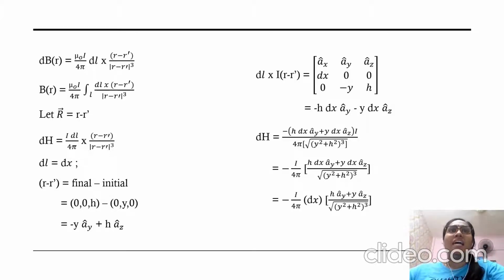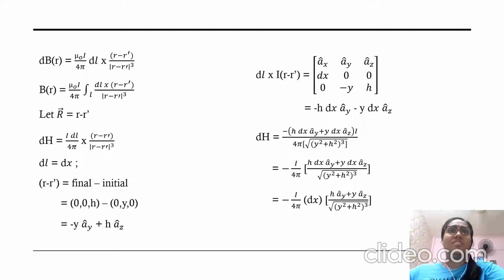So what is r minus r prime? It is actually the resultant vector. Therefore, B is equal to mu naught I over 4 pi, the integration over L of dl times (r minus r prime) over the modulus of (r minus r prime) cubed. Therefore, you will obtain dH equals I dl over 4 pi times the resultant vector over the modulus of the resultant vector cubed. Now, for the x-axis, let us determine that dl is equal to dx.